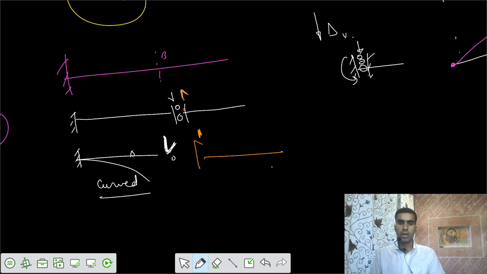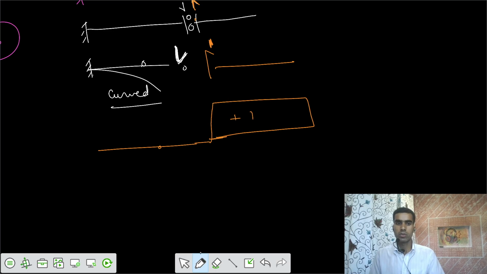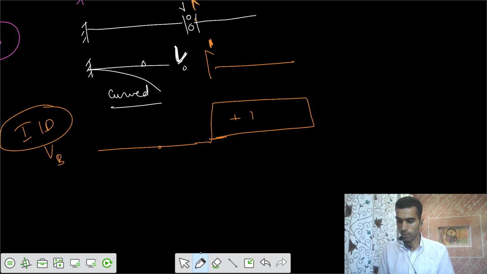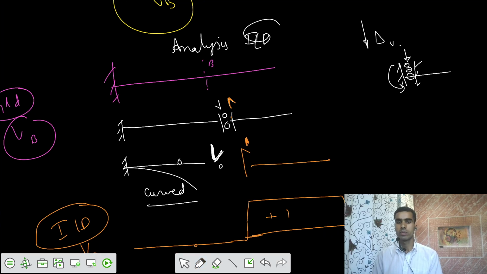So this is our profile. Finally, I would say the ILD would be 0 for this part, and after that, once it reaches B, we have upward 1 unit, positive 1 unit. So this is your ILD for the shear force at B variation. Hope you got that. You can also check that by using the analysis of ILD. We have performed that in the first lecture also. You can do it that way.